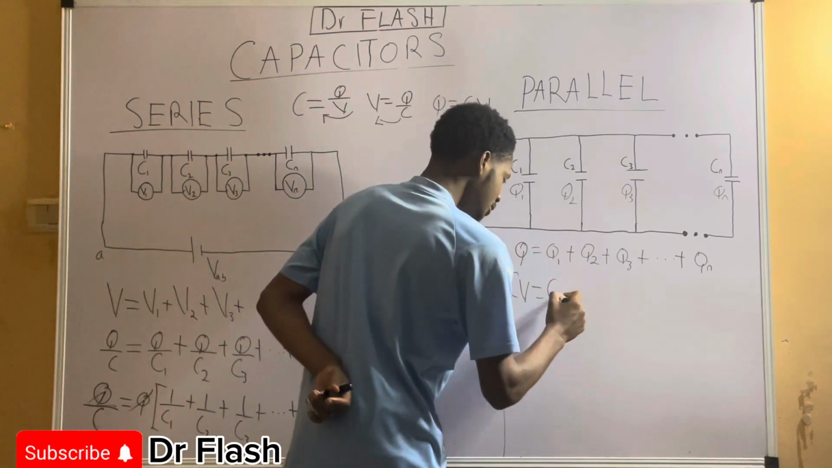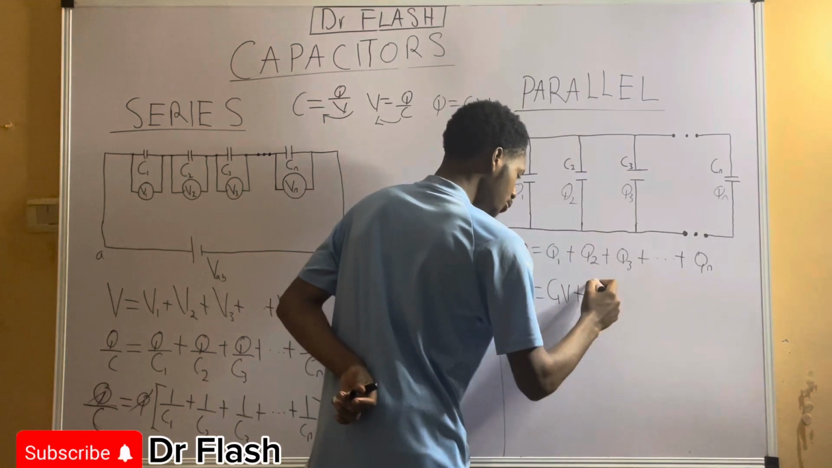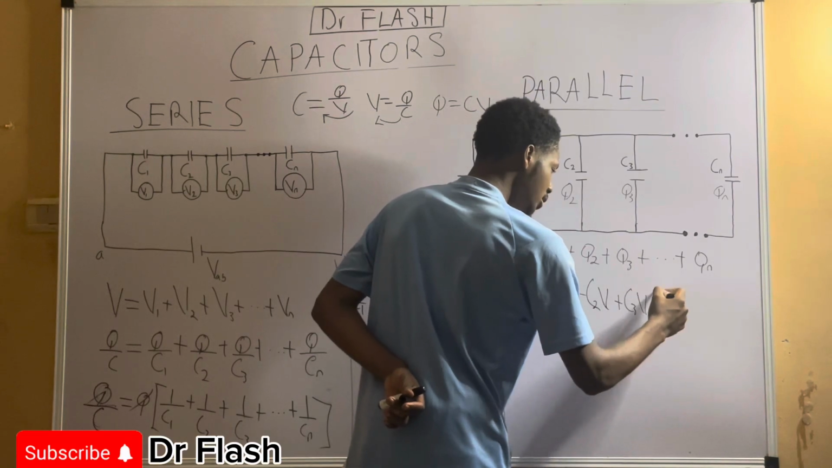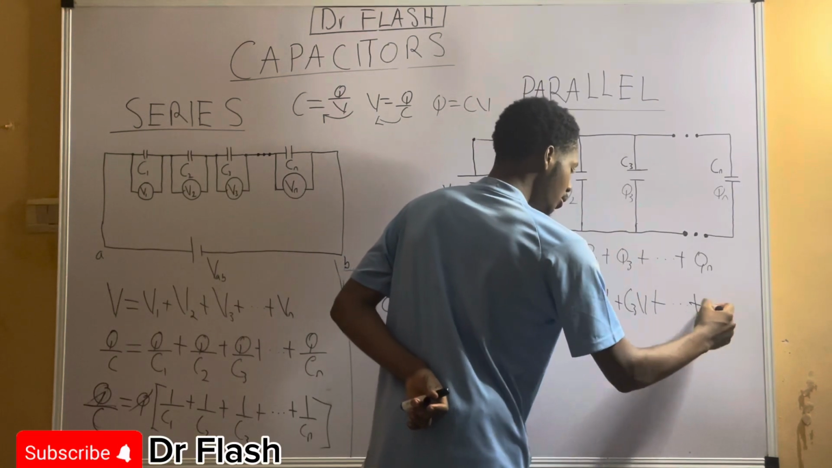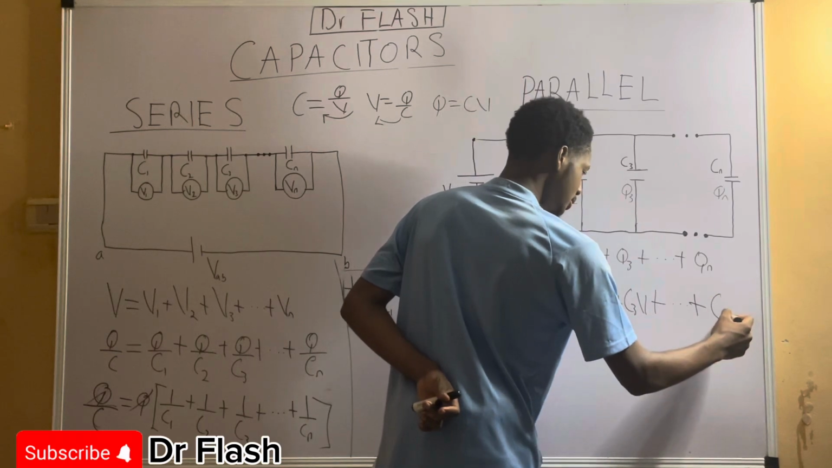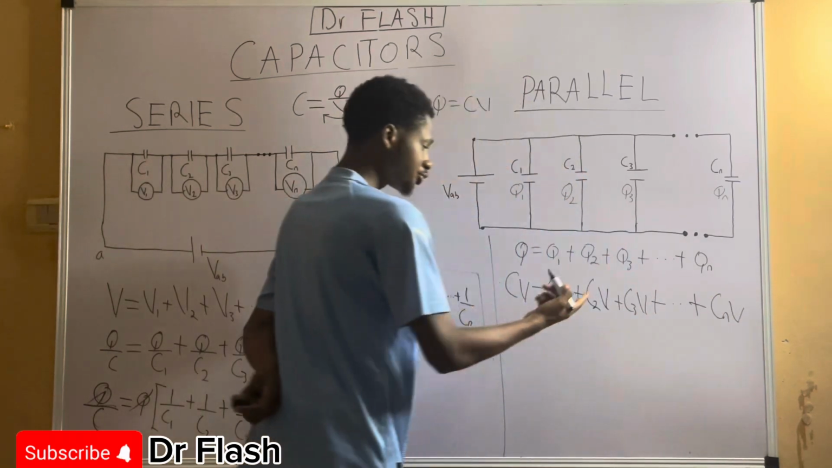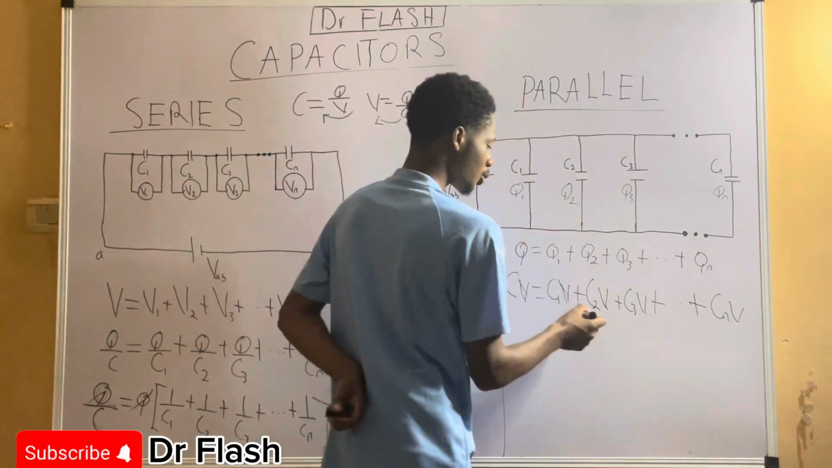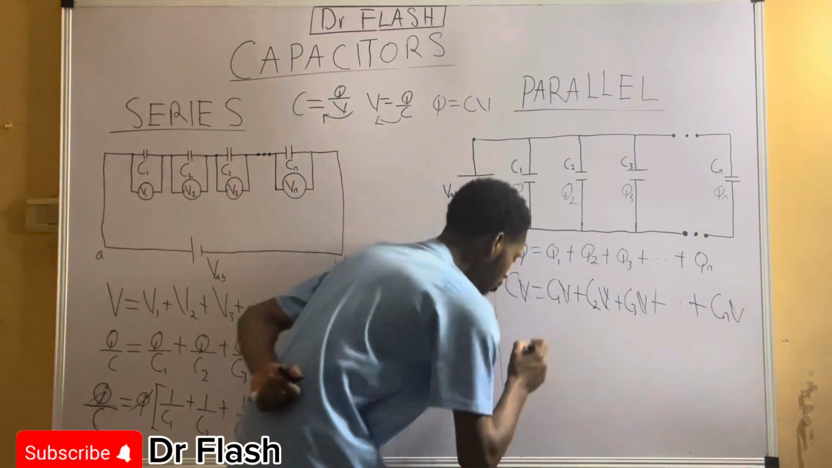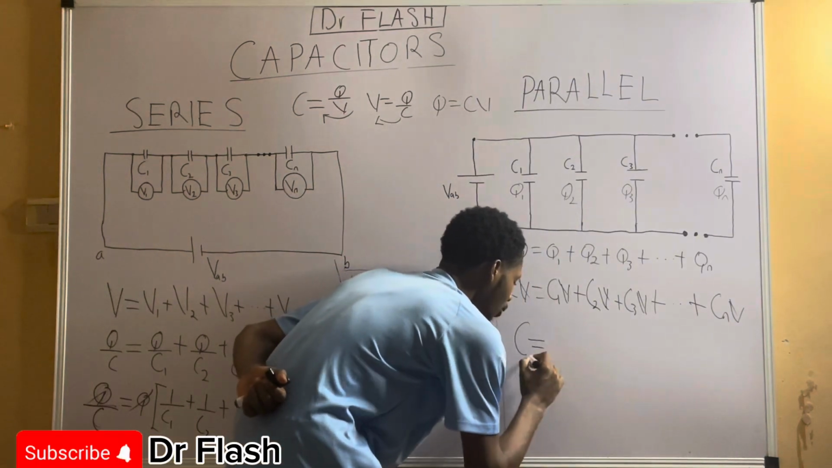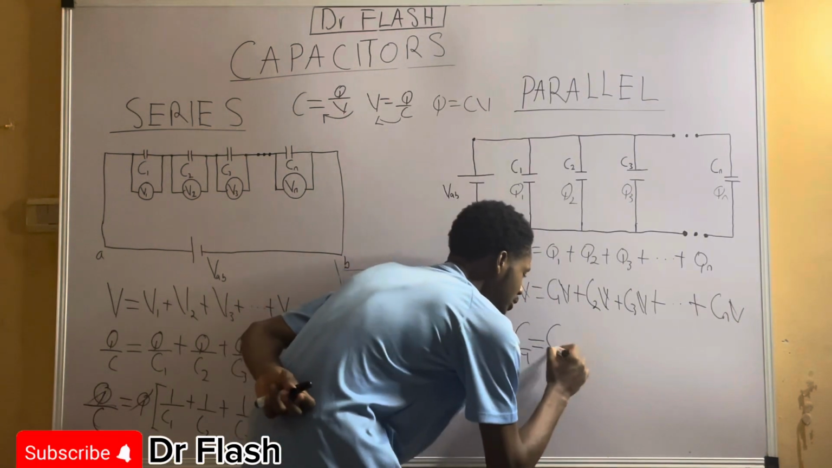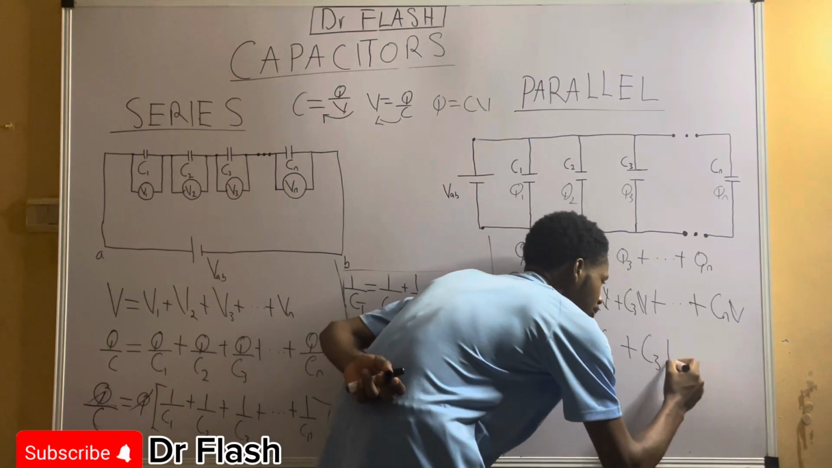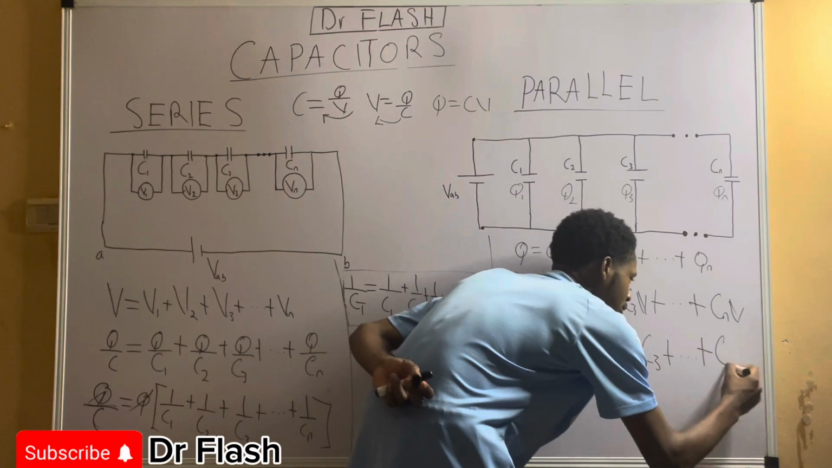So we're going to have C1 times V plus C2 times V plus C3 times V plus dot dot dot plus Cn times V. Now all throughout, V is constant, the same, so we factorize and cancel it out. V cancels out every other V we're having here. So we'll now be left with the final value of C, or C total, equal to C1 plus C2 plus C3 plus dot dot dot plus Cn.